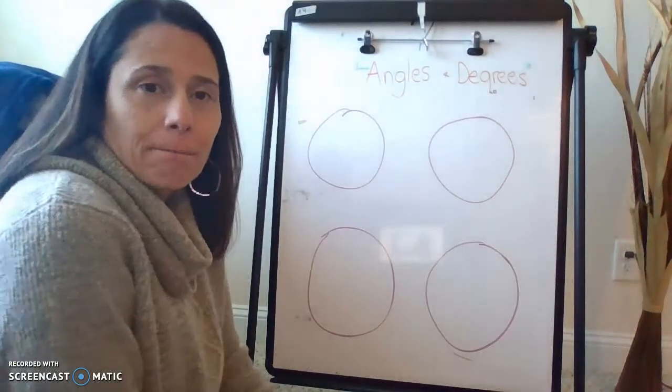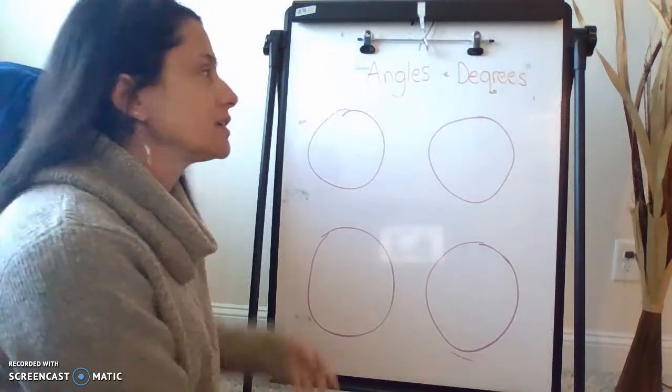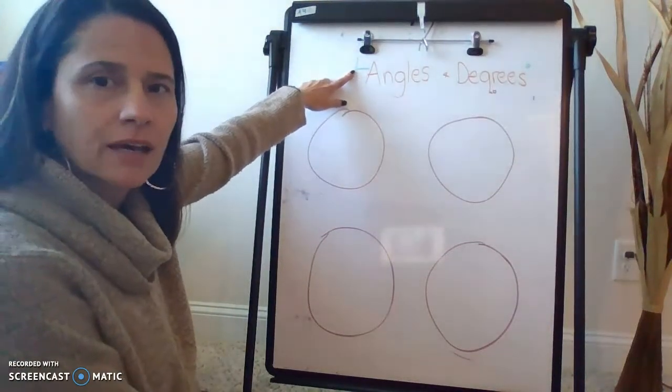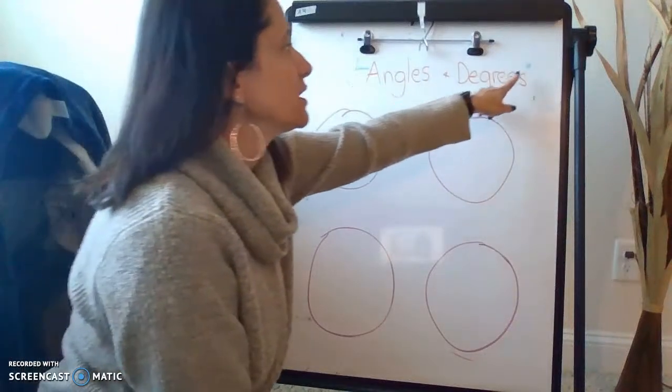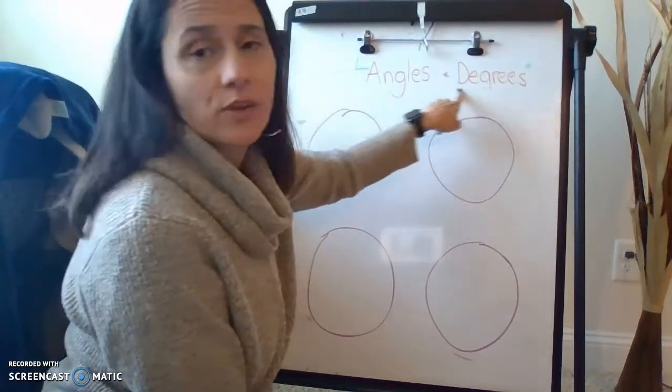Today we're going to be combining a lot of the things that we've been learning. We've got angles and degrees, and I wanted to remind you of the symbol for angles. It looks like that. And then the symbol for degrees is this little circle right here, so you don't have to write out that word.